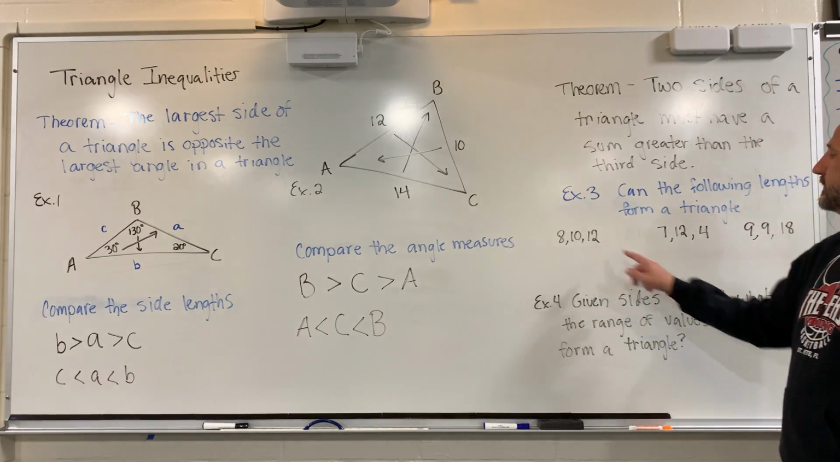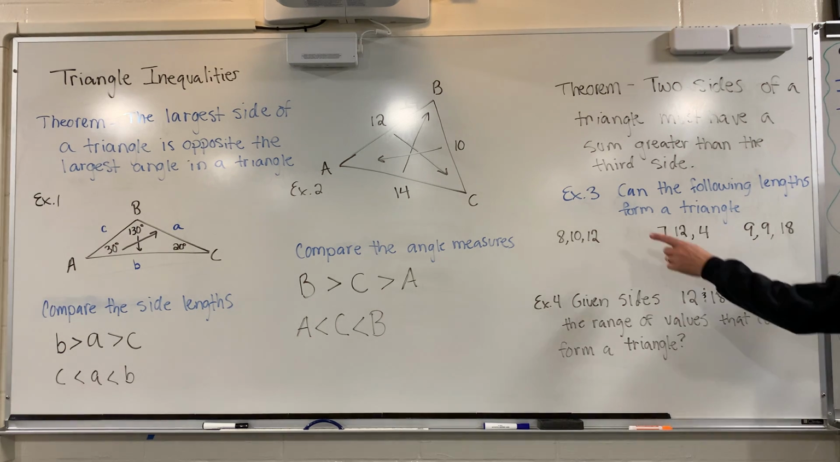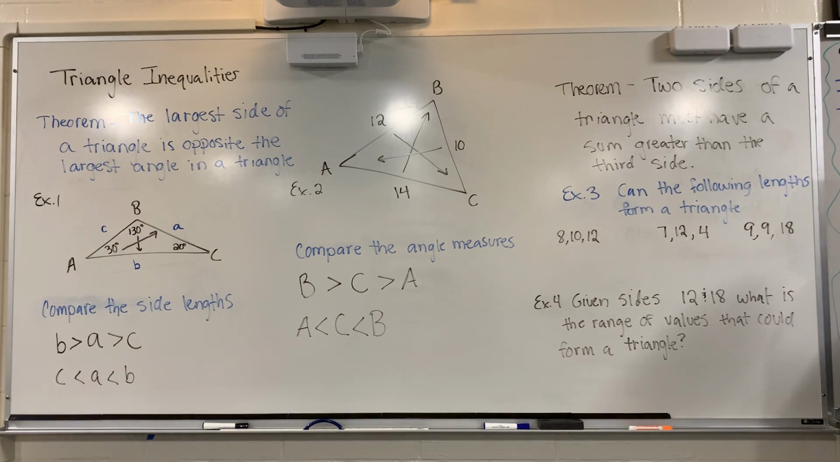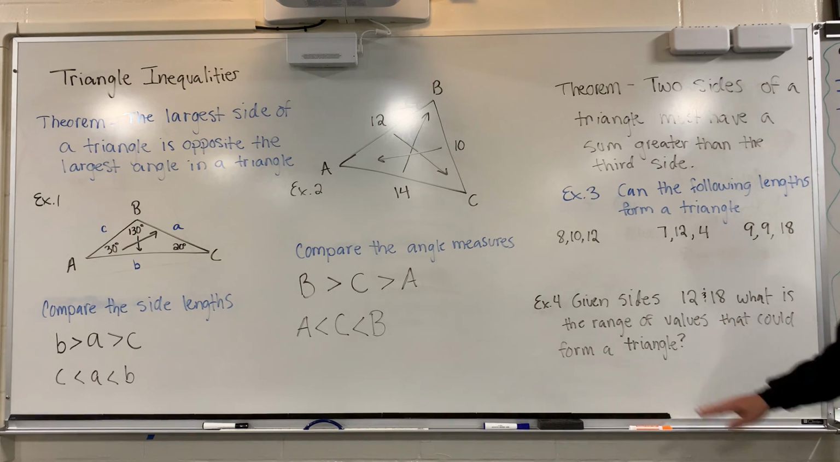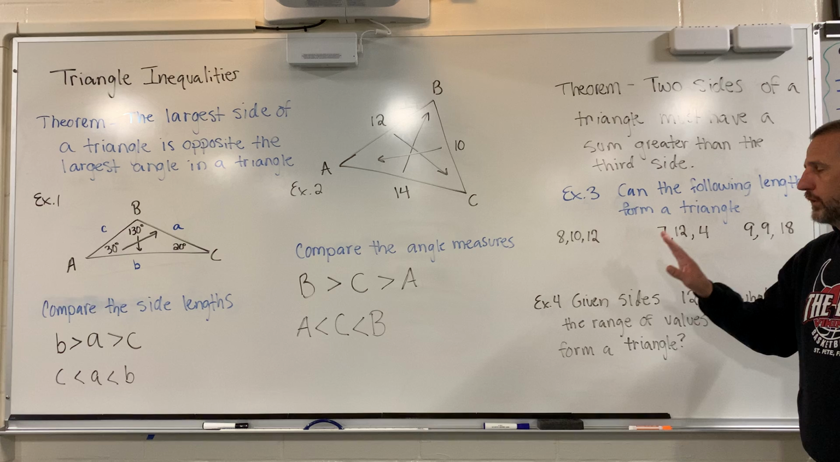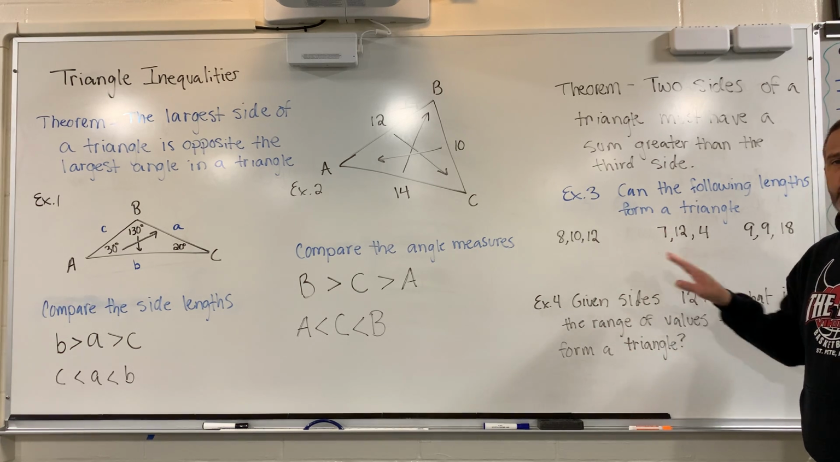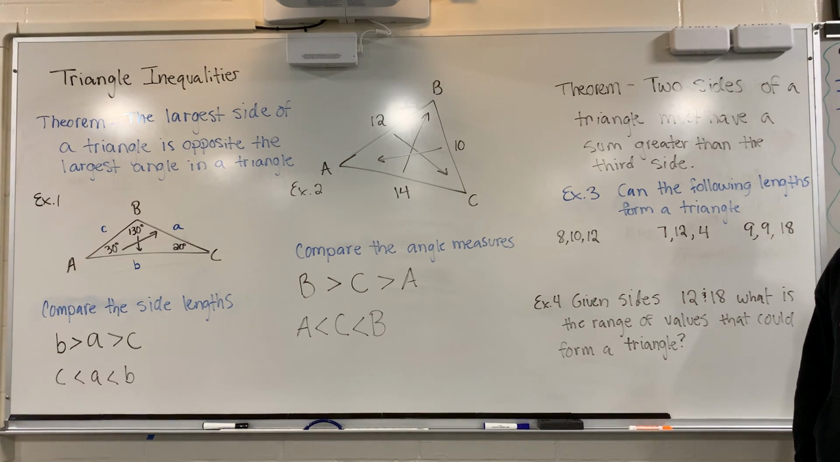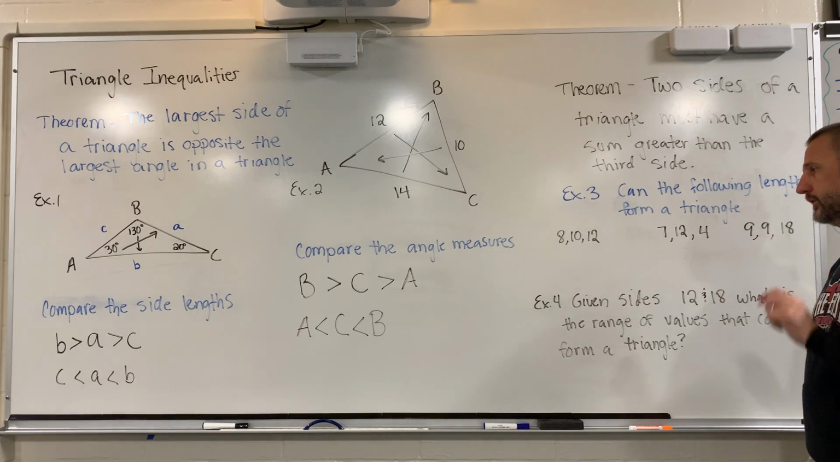So when I look at these three sides, for example, in my example 3 here, I say, can the following lengths make a triangle or form a triangle? Well, 8, 10, and 12, all I need to do is put them in order from least to greatest and make sure that the two smaller sides add up to more than the third.